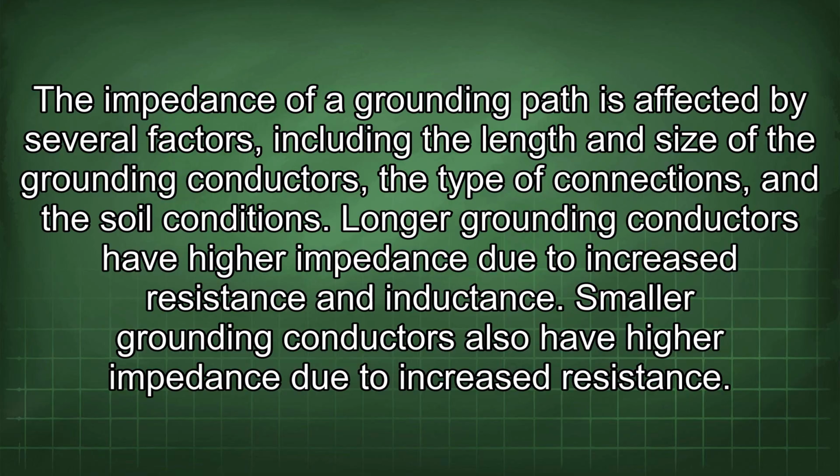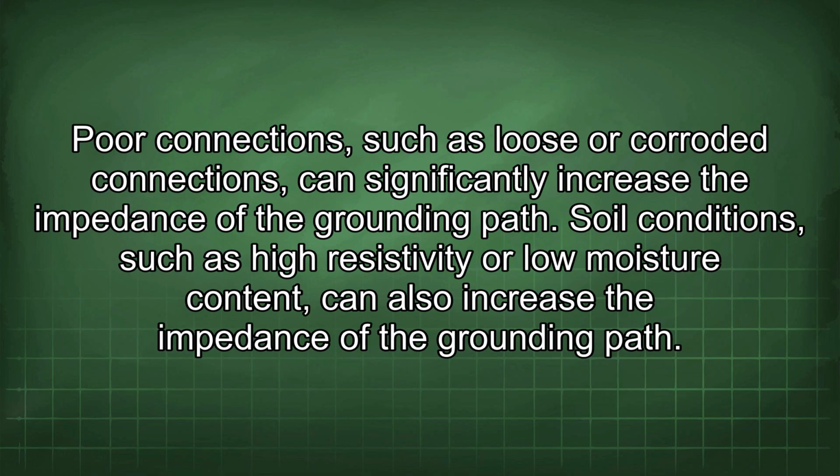Longer grounding conductors have higher impedance due to increased resistance and inductance. Smaller grounding conductors also have higher impedance due to increased resistance. Poor connections, such as loose or corroded connections, can significantly increase the impedance of the grounding path. Soil conditions, such as high resistivity or low moisture content, can also increase the impedance of the grounding path.